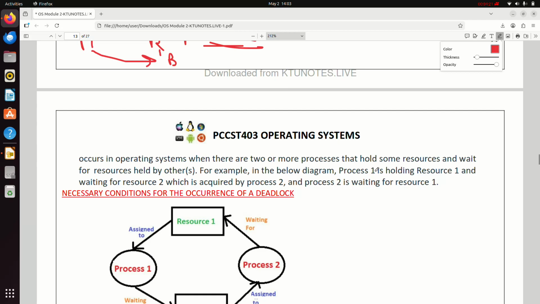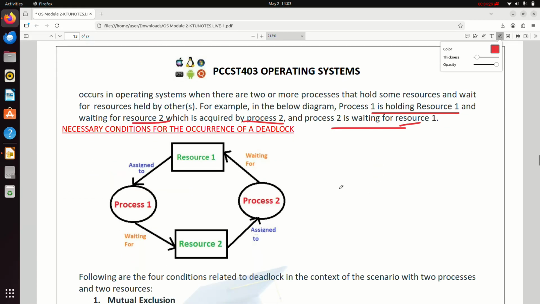So here, as you can see, process 1 is holding resource 1 and waiting for resource 2, which is acquired by process 2, and process 2 is waiting for resource 1. Okay, now there is another important thing that you have to understand, that is the necessary conditions for deadlock. If you are saying that a deadlock has occurred, then there are some necessary conditions that should be satisfied. What are the necessary conditions?